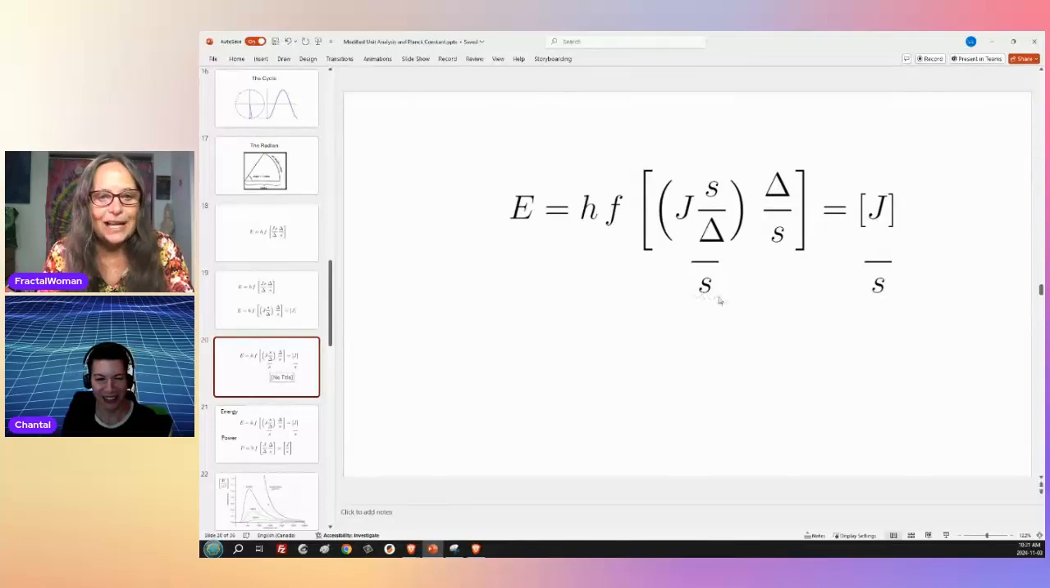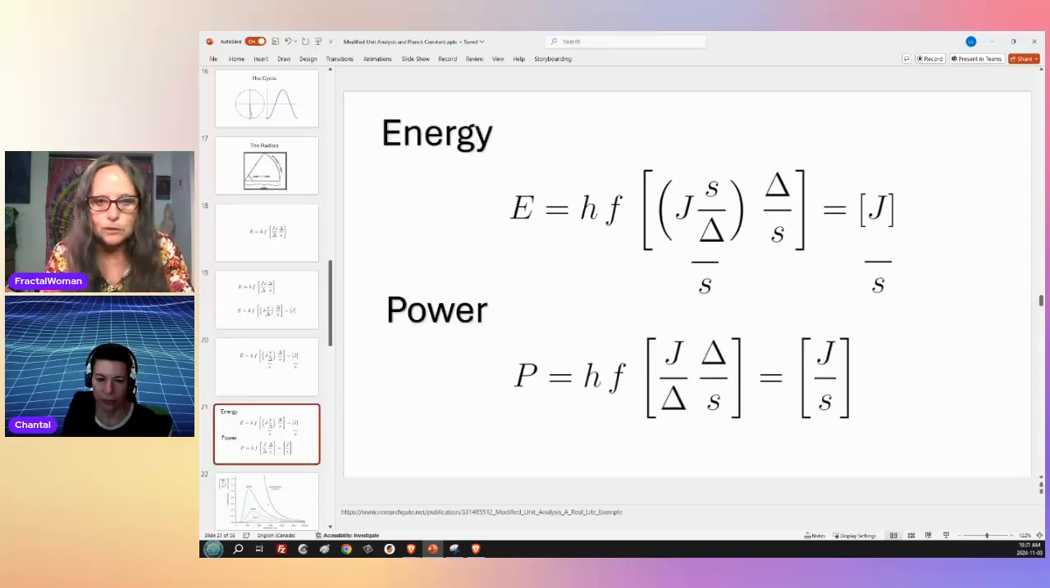I'm going to take the unit section, and this is something that nobody did before I did this, I'm pretty sure, because I never saw anyone else do this. I'm just going to divide both sides of the unit section by the second, and I'm going to end up with the units of power. You can see that I'm going to cancel this S with this S. When you do that, you end up with the same equation, only now it's a power equation. So you get power equals H times F.